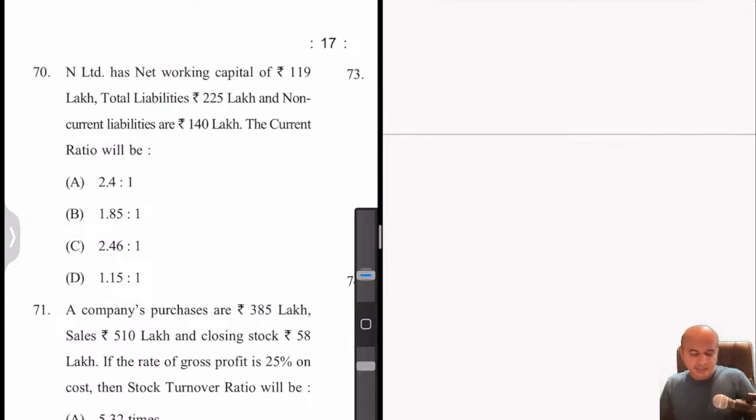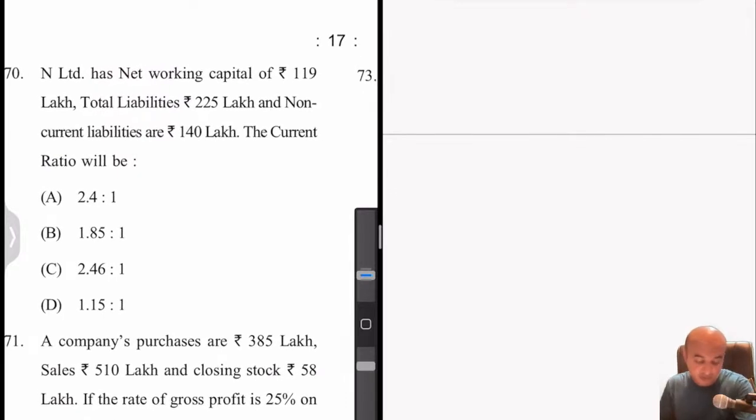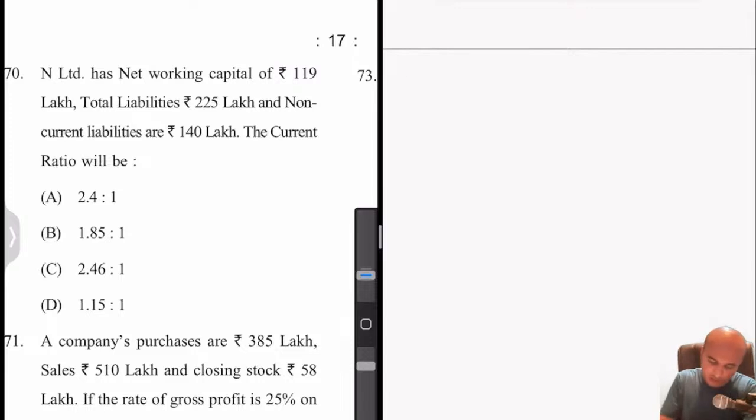Anyway, moving on. N Limited has net working capital of 119 lakh, total liabilities of 225 lakhs and non-current liabilities of 140 lakh. The current ratio will be, okay, so first of all, let us write down the current ratio formula. Current ratio is nothing but current assets by current liabilities. So that is the formula for current ratio. Now, do we have the current assets or current liabilities in this question? No. We have neither current assets nor current liabilities. So we'll have to identify.